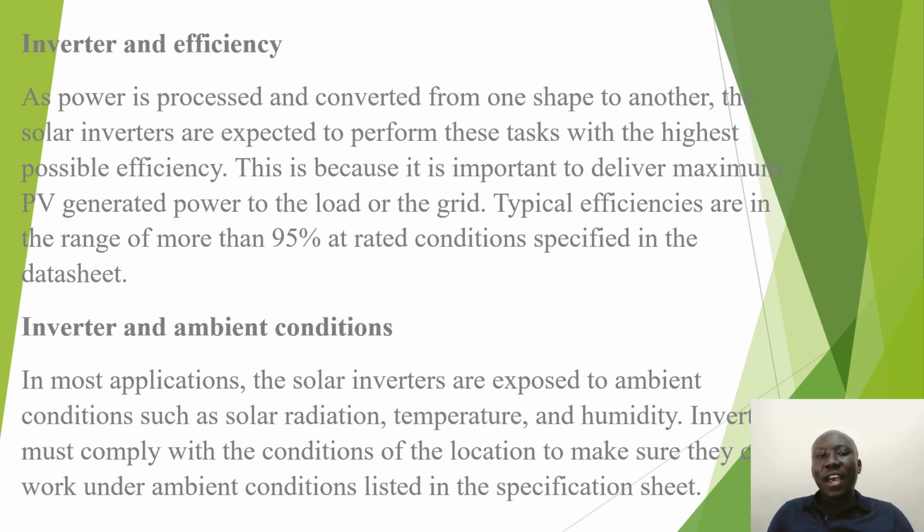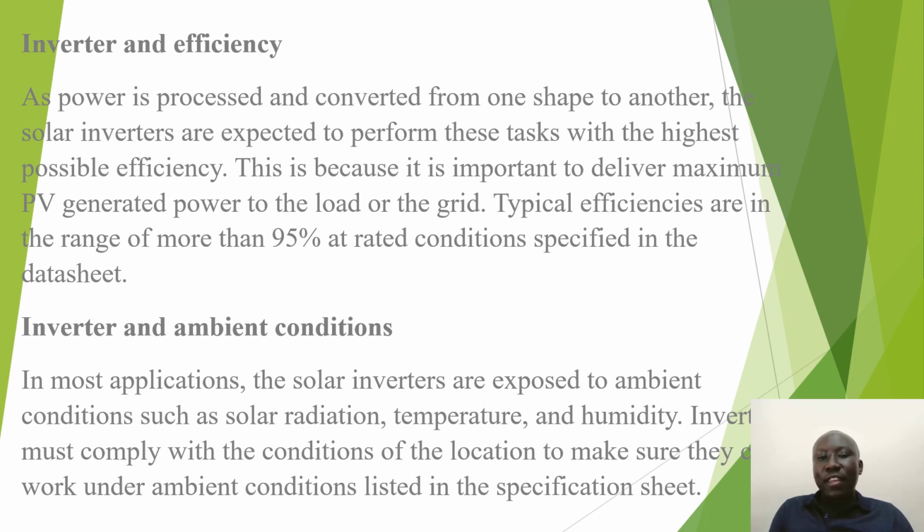Typically, efficiency is in the range of more than 95% at rated conditions specified in the datasheet. So it is very important for the inverter to give you more of what is produced by the PV. If your inverter is giving you less, then that inverter is not fit for that function.